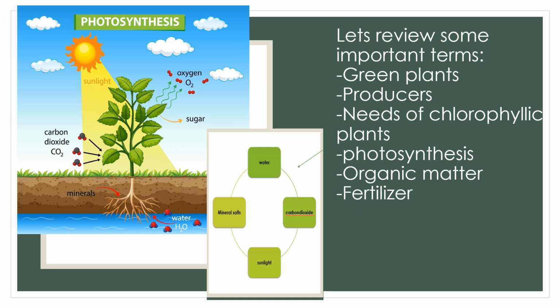So, during the process of photosynthesis, the green plant captures the sunlight through its leaves. It also absorbs water and mineral salts from the soil through its roots, and it absorbs carbon dioxide from the atmosphere to make photosynthesis and produce its own food, the organic matter or the sugar, and also it releases oxygen.